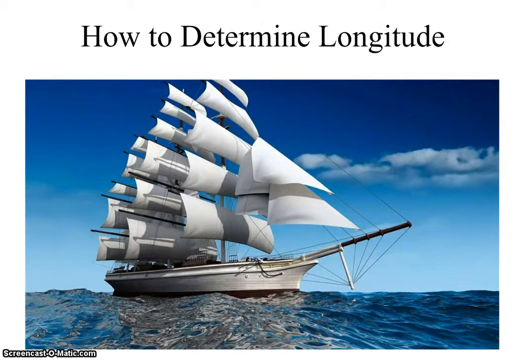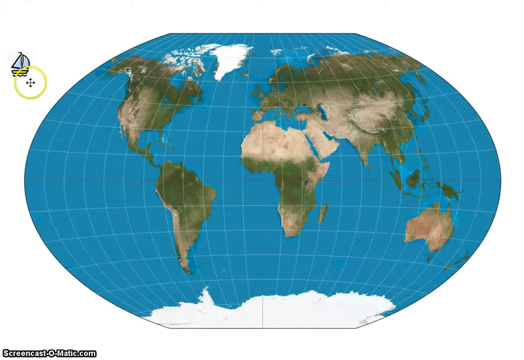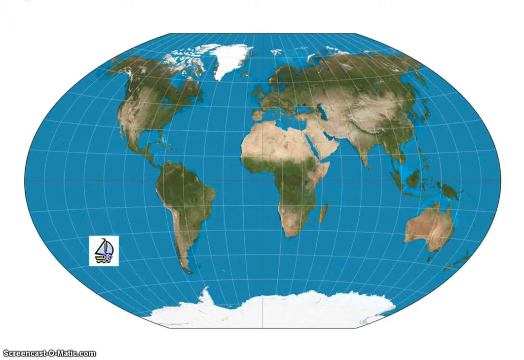So imagine you're a sailor, and it's the 1600s or the 1700s, and you're trying to figure out where you are as you're traveling from one continent to another. Well, you don't have a smartphone, you don't have a GPS, you don't have Google Maps, you have nothing in terms of modern technology to help you. So how do you find your way?